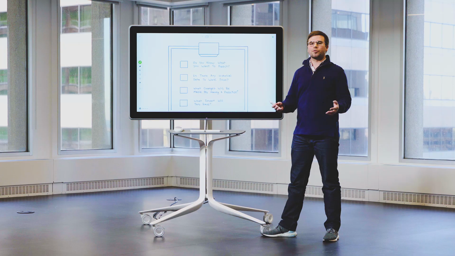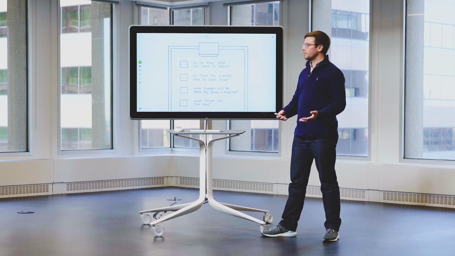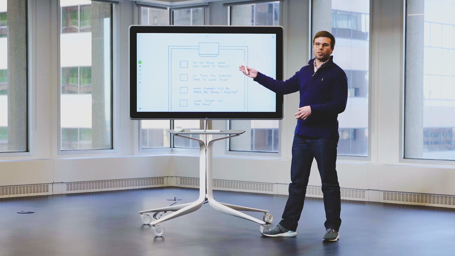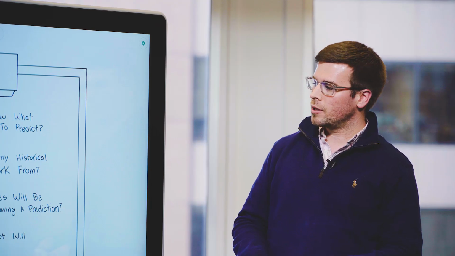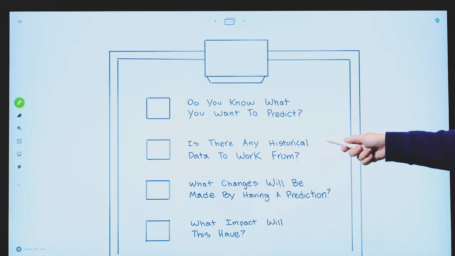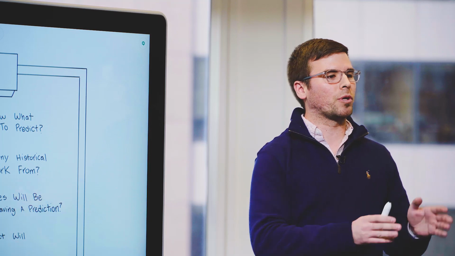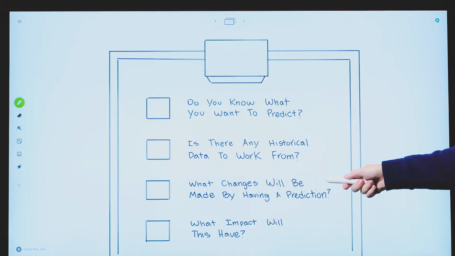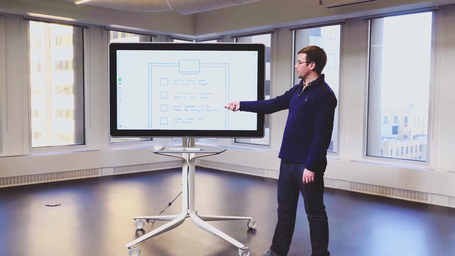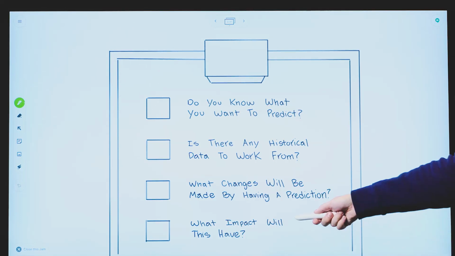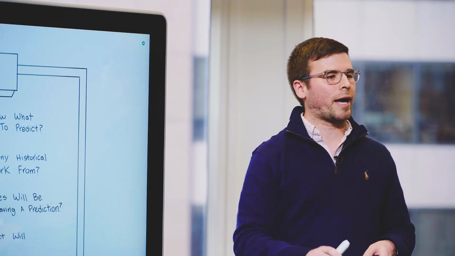This checklist constitutes 4 main questions. First, do you know what you want to predict? Next, is there any historical data to work from? And it's important that that data has measurements of what you want to predict. Next, what changes will be made by having a prediction? And finally, what impact will this actually have?